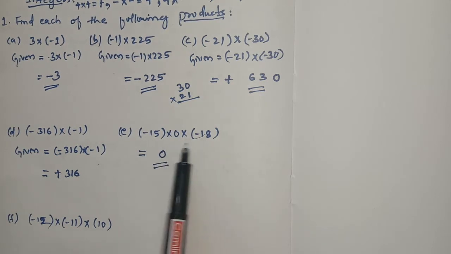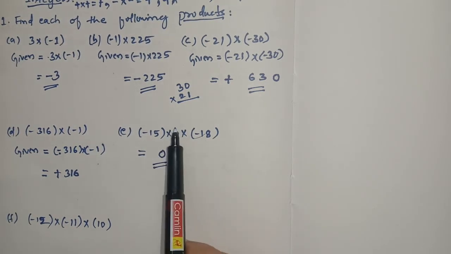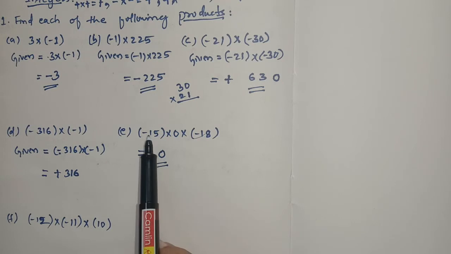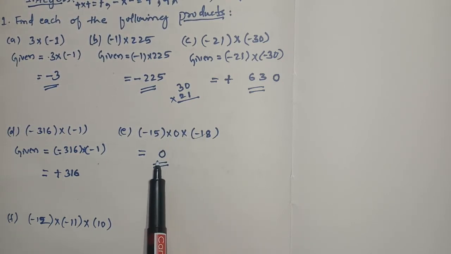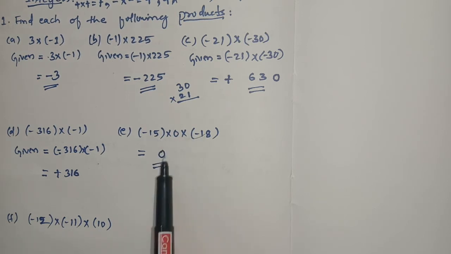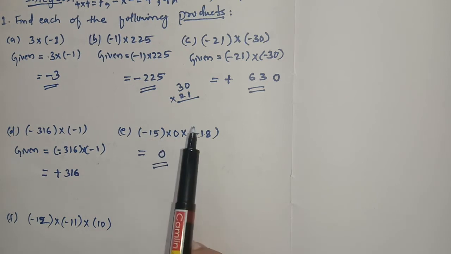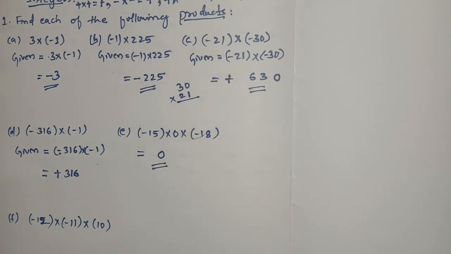Here 3 numbers are there and into 0 is also there. Even if I multiply these two numbers, then I multiply with 0, it becomes 0. So I can write directly equal to 0. Keep in mind, 0 into anything is 0.